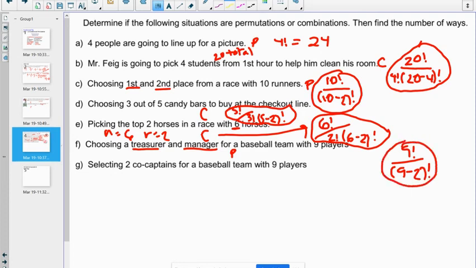Last but not least, we're selecting 2 co-captains for a baseball team with 9 players. Does order matter in this? No, it does not, because they have the same position. They are co-captains. So we have 9 factorial, because that's our n value, over 2 factorial times 9 minus 2 factorial.